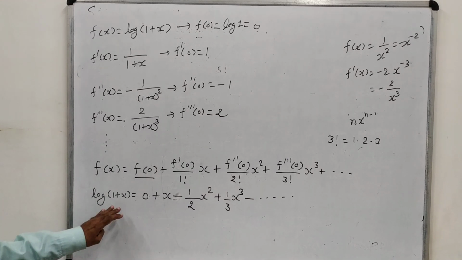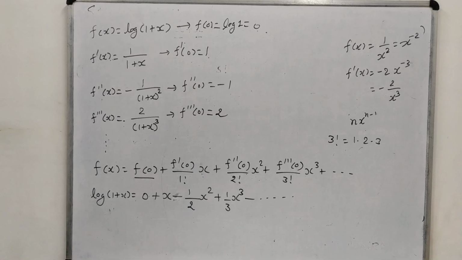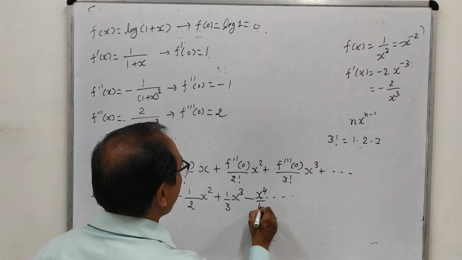So this is the standard form of log of 1 plus x. That means the Maclaurin series in powers of x: x minus x square by 2 plus x cube by 3 and so on. We can obtain the other terms for this. If you proceed further, you can find the next term, x raised to 4 by 4.